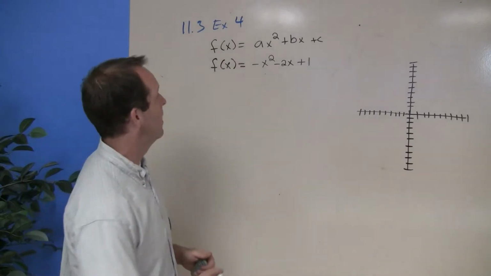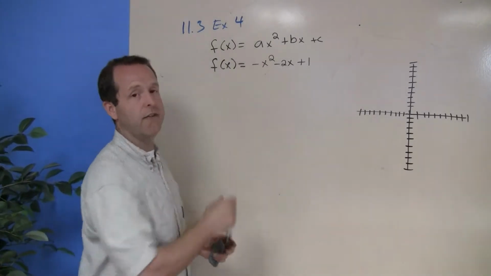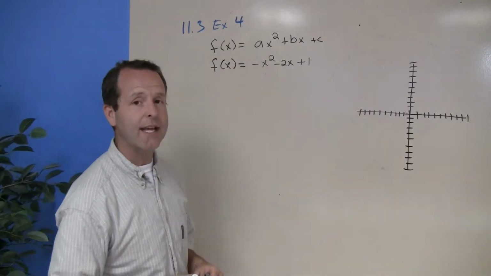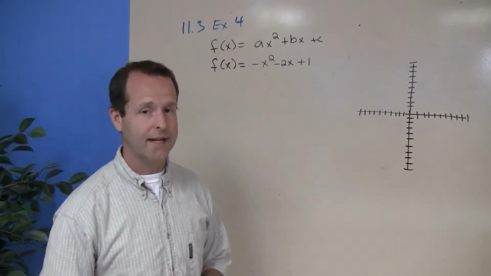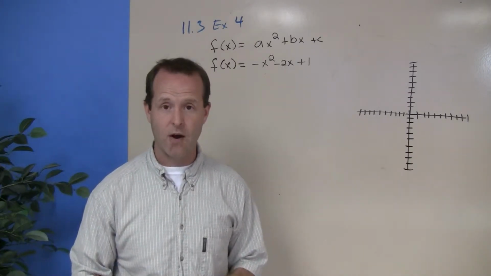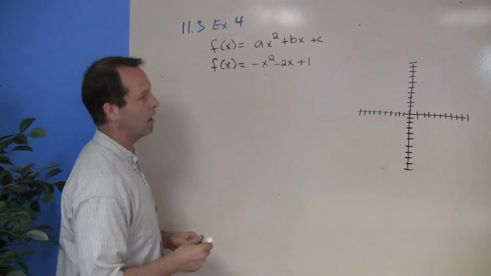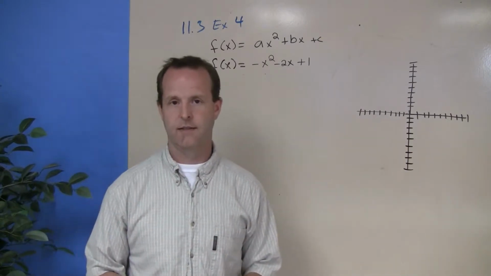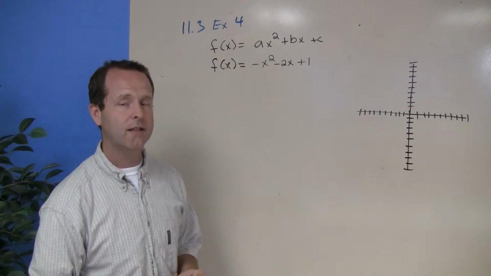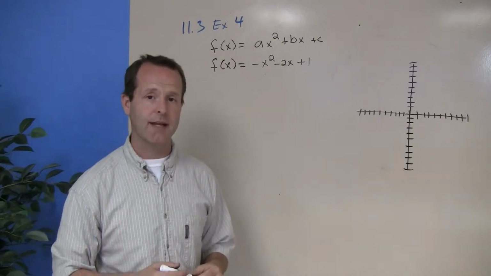Well, we remember that we look at the coefficient of the x squared term. In this case, the coefficient is a negative, or negative 1. And since it's negative, we know that the graph opens down. The second thing we want to look at is its vertex. And since this is not in that form where it has an h and a k, we're not able to identify the vertex by inspection.